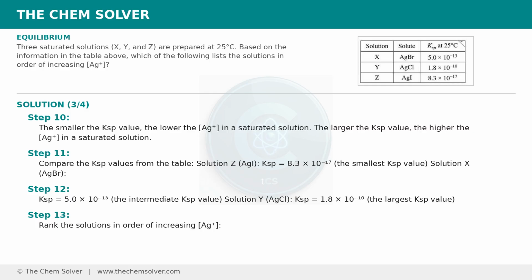Compare the Ksp values from the table. Solution Z, AgI: Ksp equals 8.3 times 10⁻¹⁷, the smallest Ksp value. Solution X, AgBr: Ksp equals 5.0 times 10⁻¹³, the intermediate Ksp value. Solution Y, AgCl: Ksp equals 1.8 times 10⁻¹⁰, the largest Ksp value. Rank the solutions in order of increasing [Ag⁺].